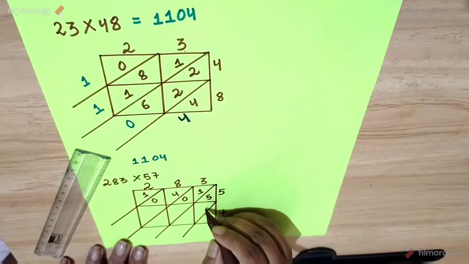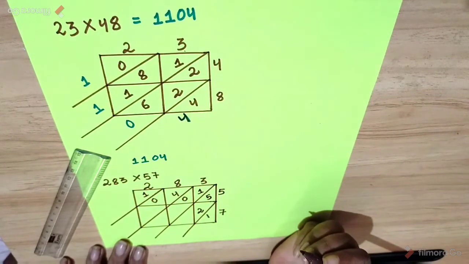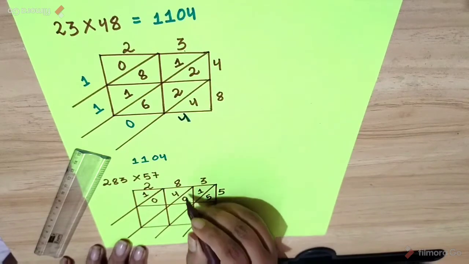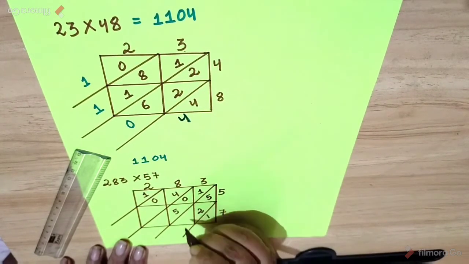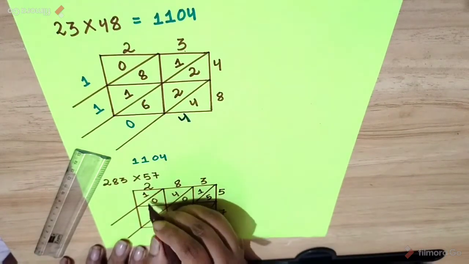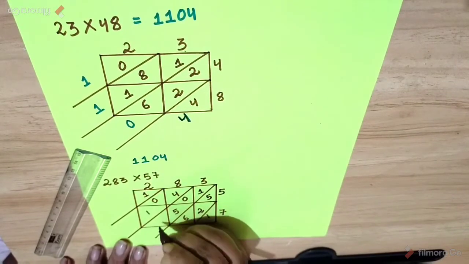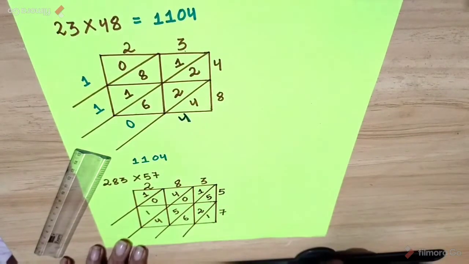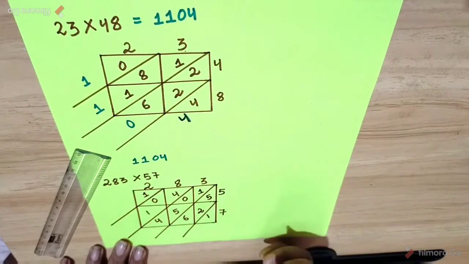7 into 3 is how much? 21. So I am going to write here 21. 7 into 8 is 56. So here is 56. 7 into 2 is how much? 14. So I am going to write here 14. Now we have filled all these boxes. Our next step is to add them.